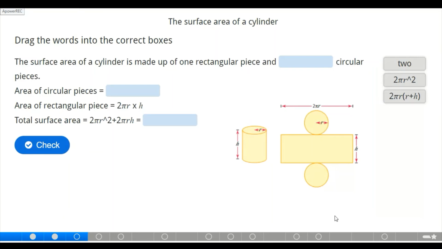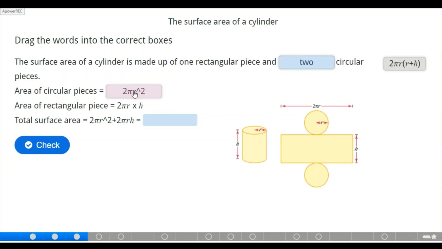If you look at this cylinder, it is being split into different shapes. So we have the circle here, we have the rectangle, and we have another circle here. That is what builds a cylinder. The surface area of a cylinder is made up of one rectangular piece, which is this, and two circular pieces. Remember we talked about the area of a circle to be pi r square. Since we have two circular pieces, it is going to be pi r square plus pi r square, which is 2 pi r square.